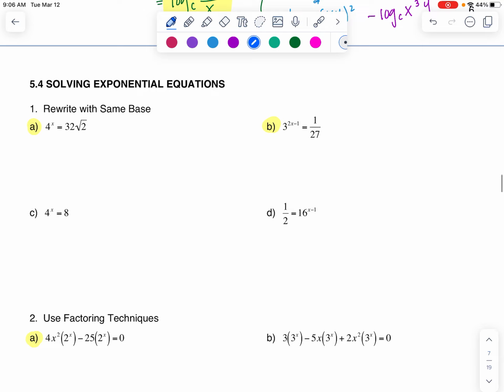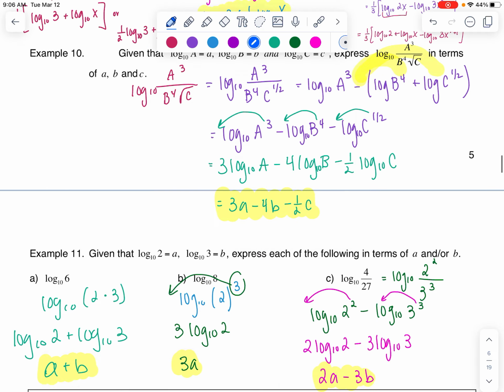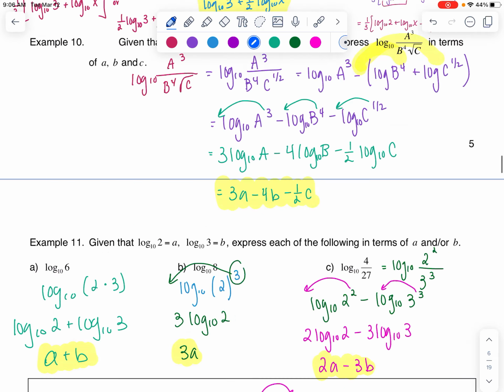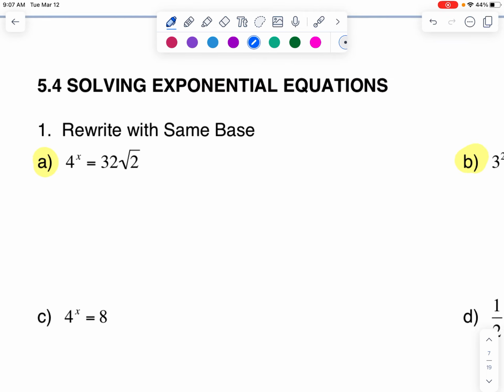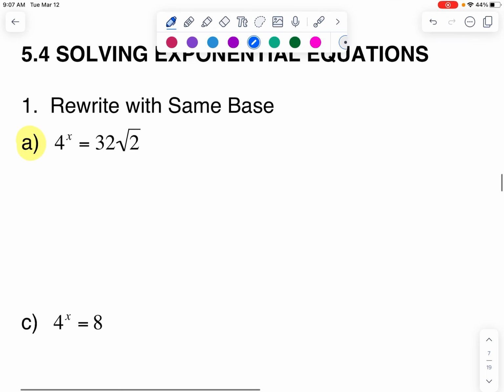All right, so for number 1, it's just asking us to go ahead and rewrite with the same base. We already did that before, right? That's all this good old stuff. But now we're going to go ahead and actually try solving for our x. So if I'm looking at part A, I'm going to go ahead and rewrite everything with base 2.